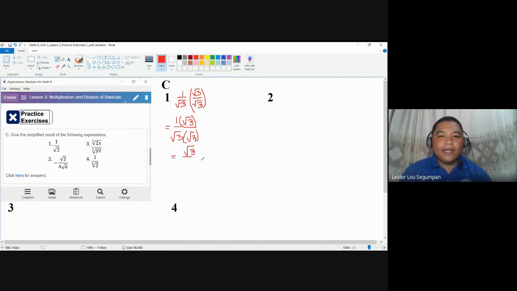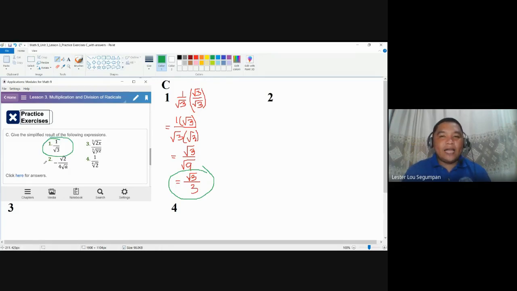please review how do we multiply radical expressions. We copy the radical expression because we have the same indices and we multiply the radicands, 3 times 3, which is 9, which is again later on equivalent to square root of 3 over the square root of 9, which is 3. This is the other form of the given expression 1 over square root of 3.